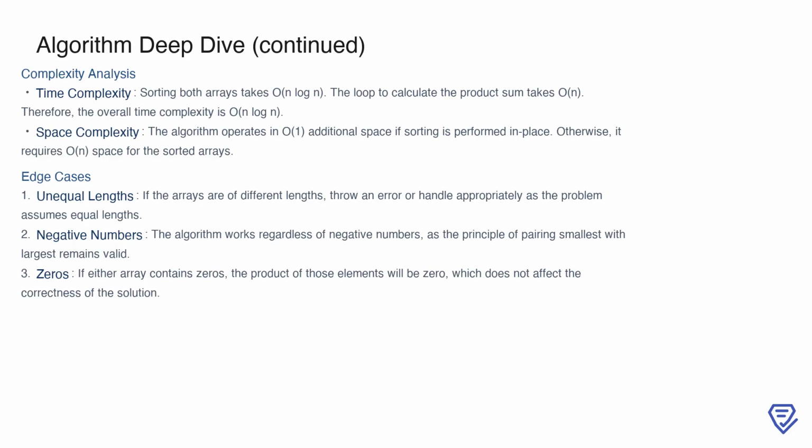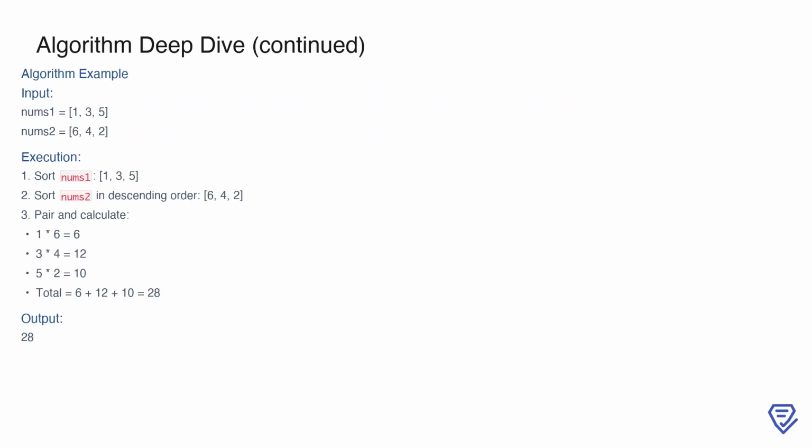Zeros in the arrays don't affect the correctness, as multiplying by 0 simply results in 0, which is the minimum contribution possible. To better understand the algorithm, let's go through an example. Suppose the input arrays are nums1 equals 1, 3, 5, and nums2 equals 6, 4, 2.